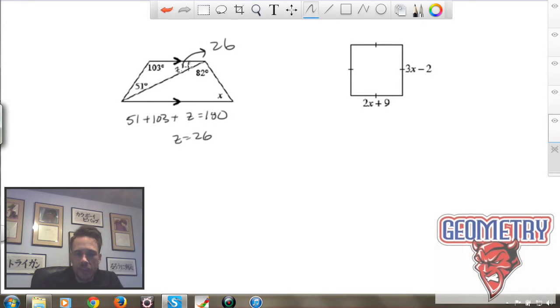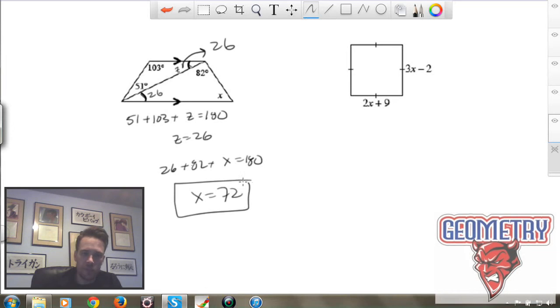Well, if this angle is 26, then that means this angle is 26, because those are alternate interior angles between 2 parallel lines. And so now that I know that this is 26 and this is 82, I know 26 plus 82 plus x has to also equal 180, because these 3 angles are in a triangle, so they have to add to 180. So 180 minus 82 minus 26 gives us the value of x, which is 72 degrees.